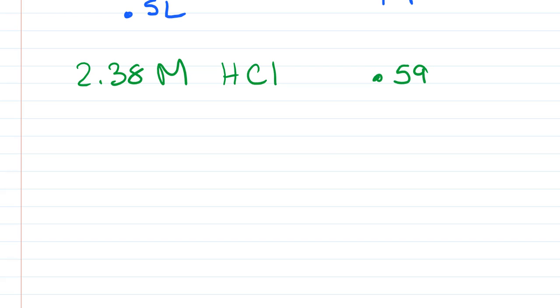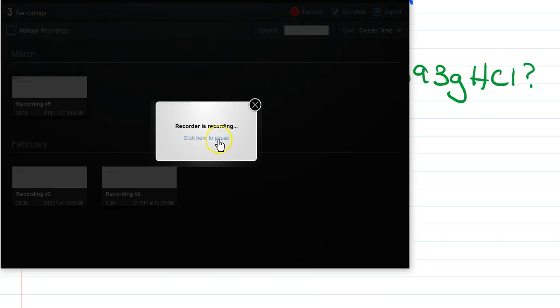All right, what is the volume of a 2.38 molar hydrochloric acid solution with 0.593 grams of HCl? What is the volume of a 2.38 molar HCl solution that contains 0.593 grams of HCl? Pause the video, we can come back.